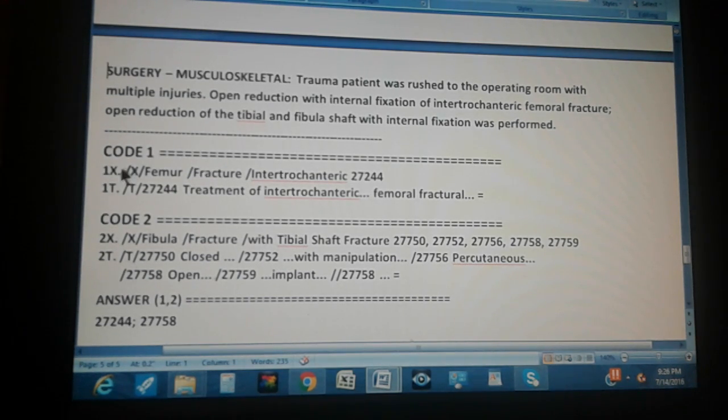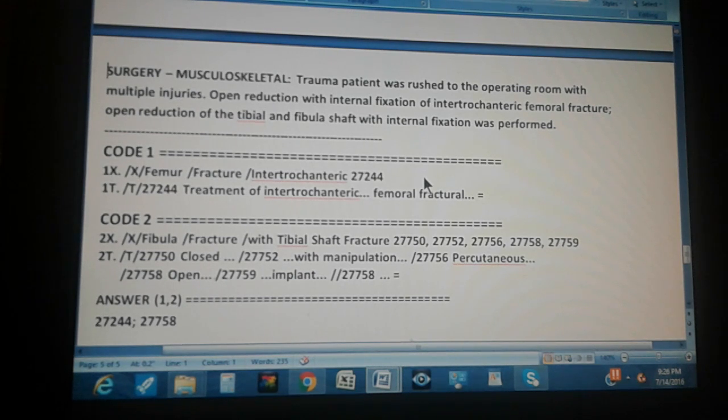The code 1 through the index is found like this. First you go to the index. Then you go to femur, which is the body part, the bone, right? And then fracture. And then intertrochanteric, which is the first one, the first procedure. And what is the code for that? 27244. Okay, now we're going to check this code in the tabular.